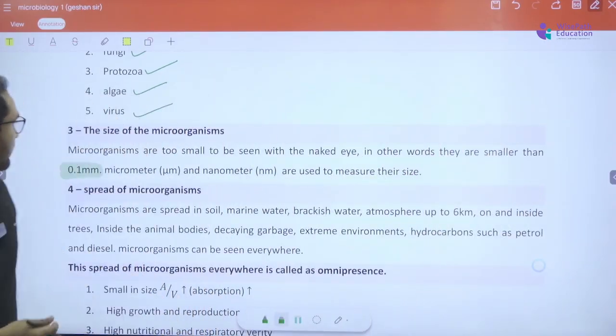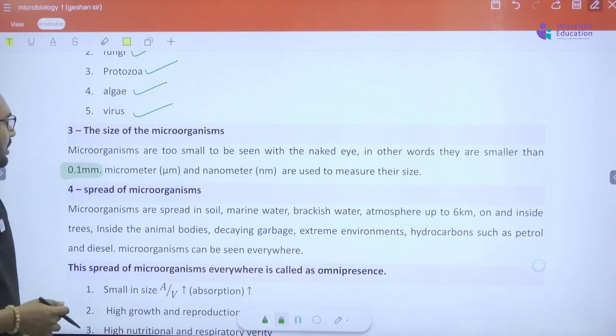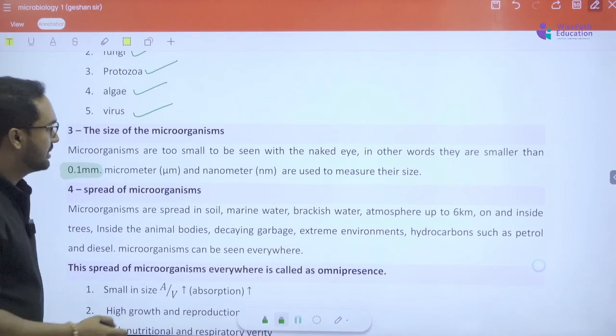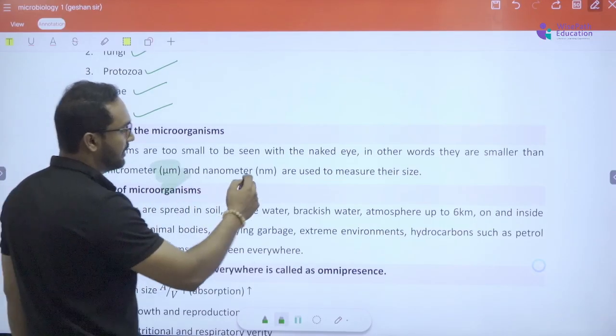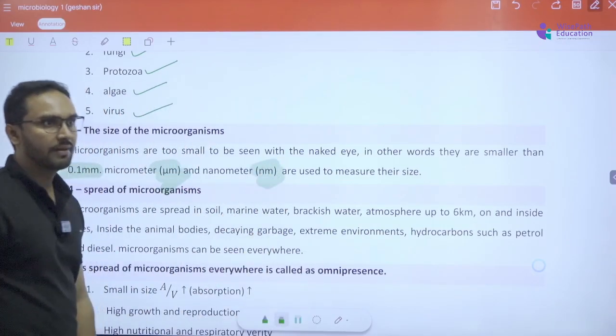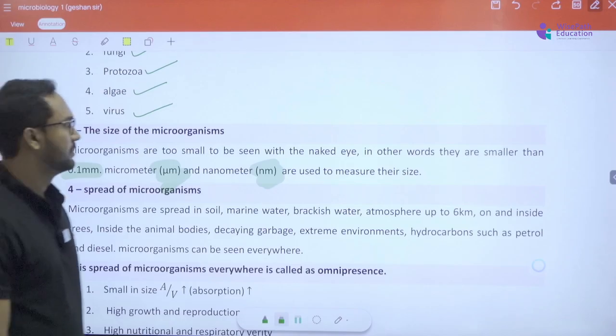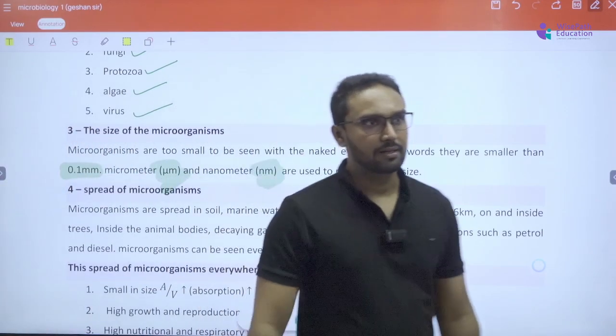Right, 0.1 millimeter. So micrometer and nanometer are used to measure their size. Make a highlight. Micrometer and nanometer are the most commonly used to measure the size.